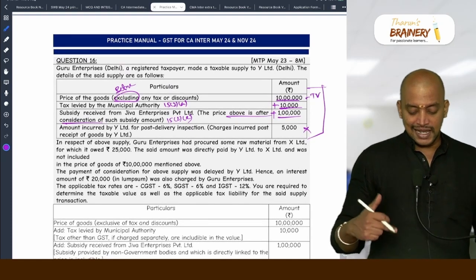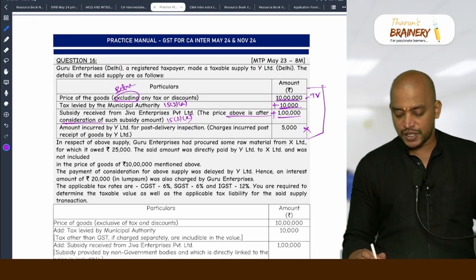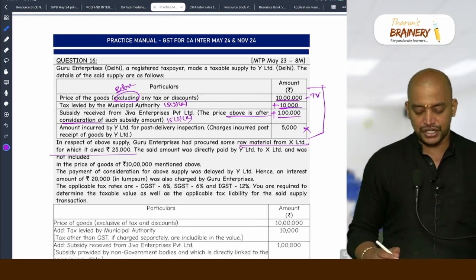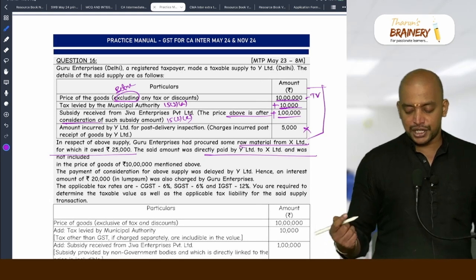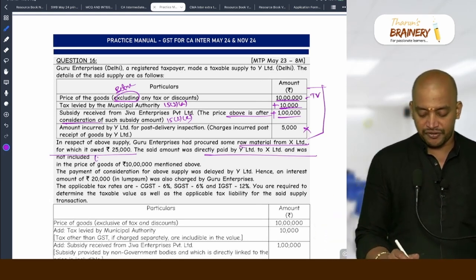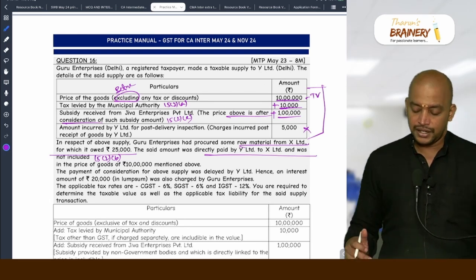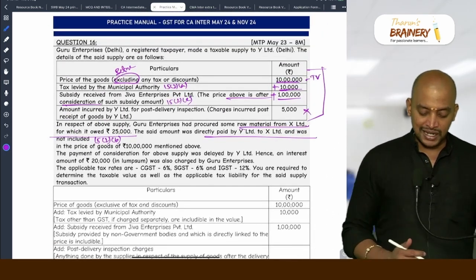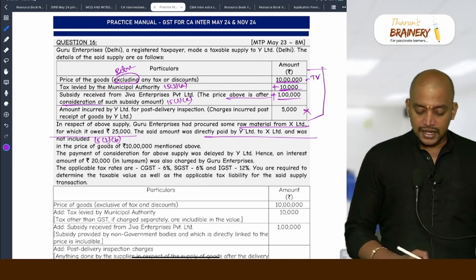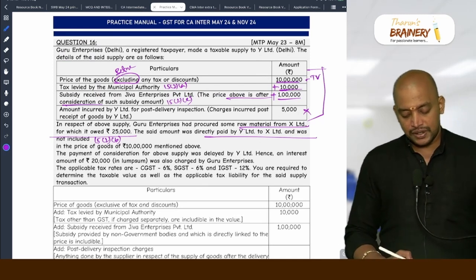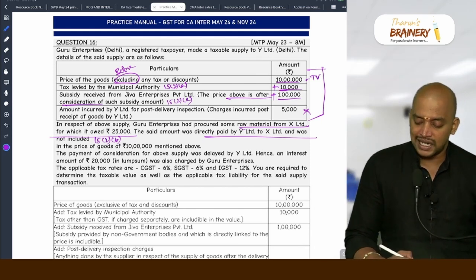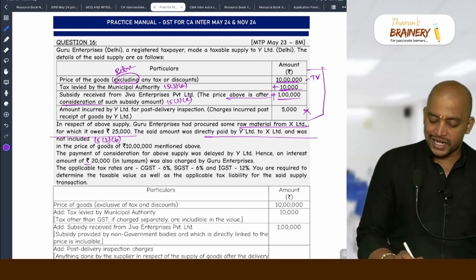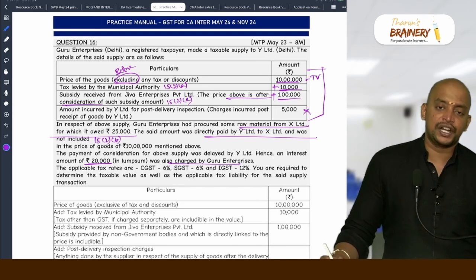We will see that. In respect of above supply, Guru Enterprise has procured some raw material from X Limited for which it owed 25,000. The said amount was directly paid by Y Limited to X Limited and was not included. So as per 15(2)(b), it is to be included. So add 25,000 also. It is not included in the price of the goods 10 lakh mentioned above. The payment of consideration for above supply was delayed by Y Limited. Hence, an interest amount of 20,000 in lump sum was also charged by Guru Enterprises.